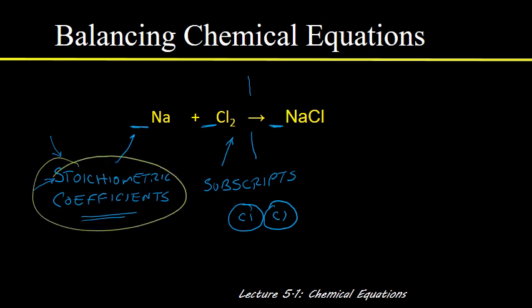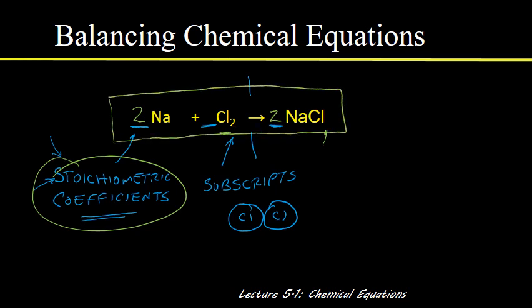And so if we look at this one, if we've got 2 chlorines on the left, we have to have 2 chlorines on the right. And since we can't change this number down here, we'll put a 2 here. So now I've got 2 chlorines on the left and the right, but now we have 1 sodium on the left and 2 sodiums on the right. So we'll put a 2 here, and now we have a balanced equation. Right? 2 sodiums reacting with 1 diatomic chlorine molecule, giving us 2 sodium chlorides.